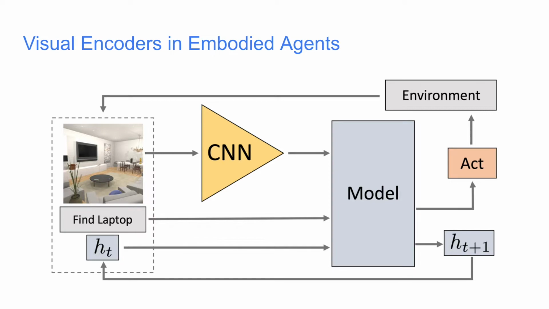At this time, lightweight ResNet models, either trained from scratch or pre-trained with ImageNet, are most commonly used as the visual encoders in embodied agents.